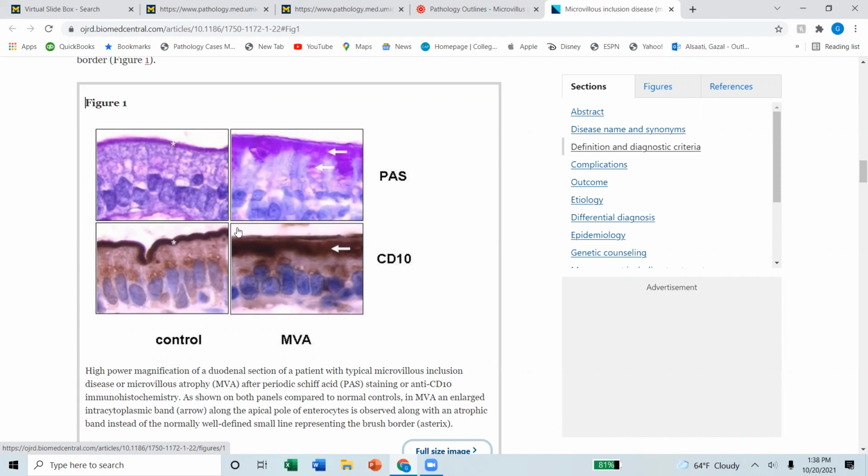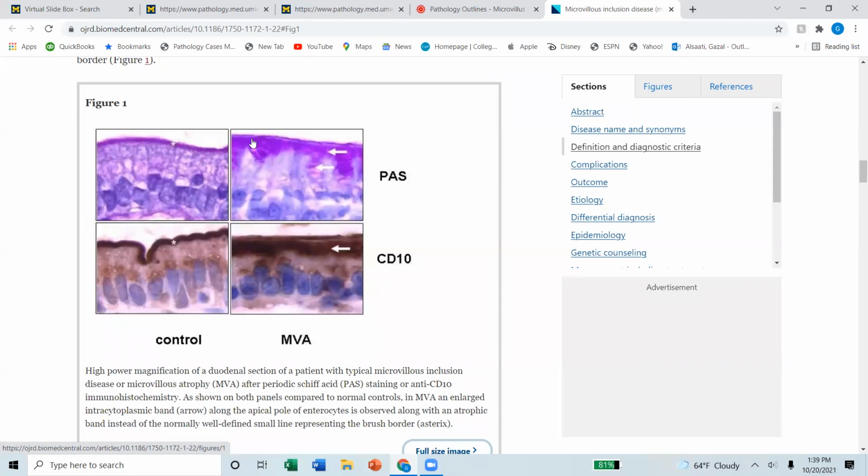So you can see in the picture here, there's a control, which has a nice, beautiful CD10 at the bottom, just highlighting the brush border, and a nice PAS, highlighting only the brush border, and there are no PAS-positive inclusions within the columnar epithelium, okay? Now let's look at the disease itself.